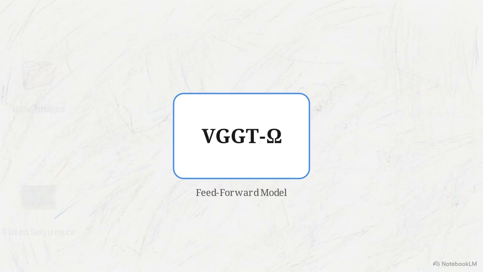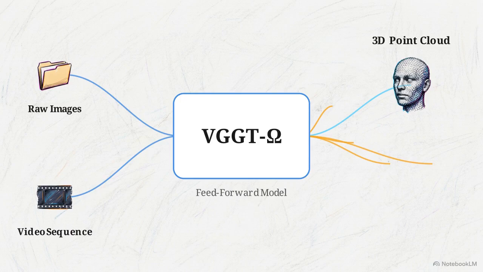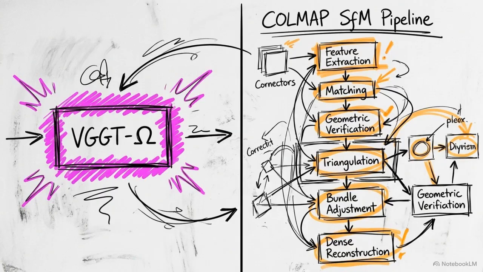VGGT-Ω is a feed-forward model. You pass it a folder of raw images or a video sequence, and it outputs a precise 3D point cloud along with estimated camera poses in a single mathematical pass. This directly challenges the industry standard for 3D mapping, classical structure from motion, or SfM pipelines like ColMap.